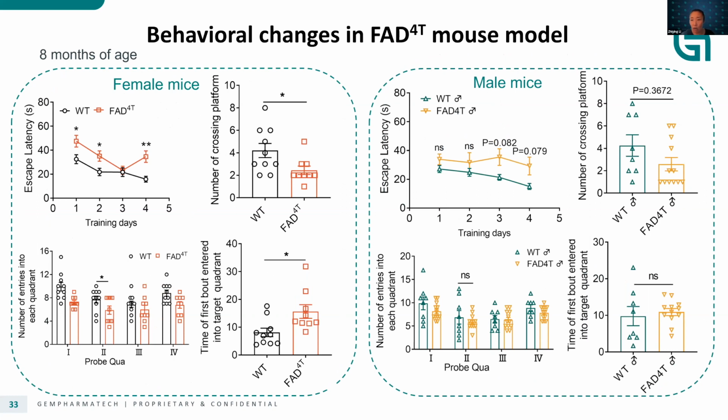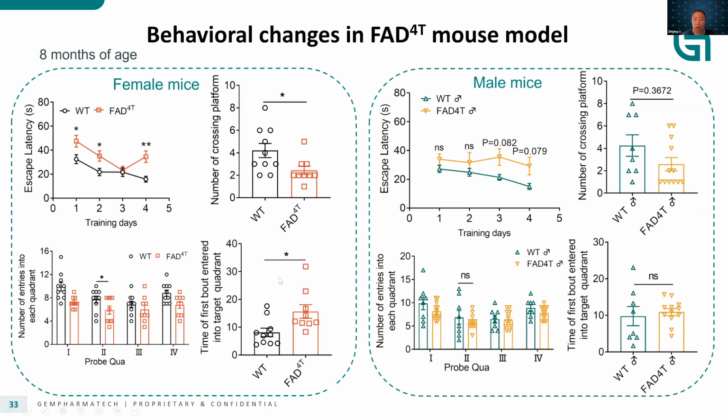And finally, this is the Morris water maze, which is a way to test learning and memory. In this particular slide, I'm showing you again female on the left and male on the right. Out of the 4 panels, the first one on the upper left is the training, when animals are learning where to find the hidden platform in order to escape from the water. During that phase, as you can tell, the FAD female mice have delayed escape, meaning it takes them longer to find where the hidden platform is.